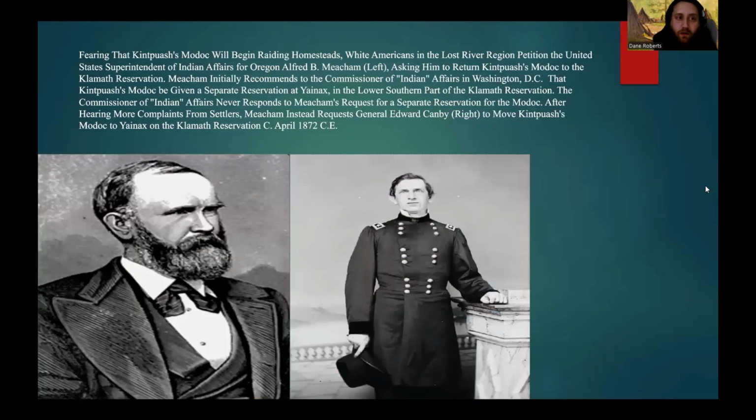Fearing that Kent Puash's Modoc would begin raiding homesteads, white Americans in the Lost River region would go on to petition the United States Superintendent of Indian Affairs for Oregon, Alfred B.